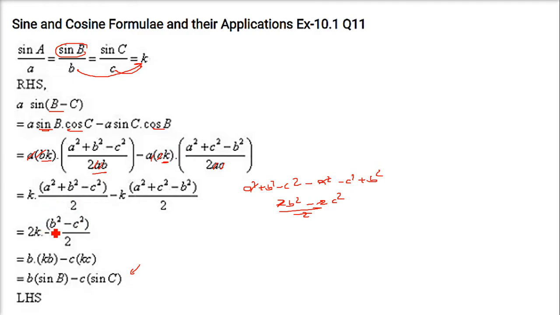Now see, this 2 gets cancelled. You have k b square minus k c square. Now k b square minus k c square, here you can write it as b into kb, because it is kb square. Here also you can write it as c into kc. Now this kb is what? This k into b is sin b. So write sin b here. K into c is what? It is sin c. Write sin c here. This is the right hand side.